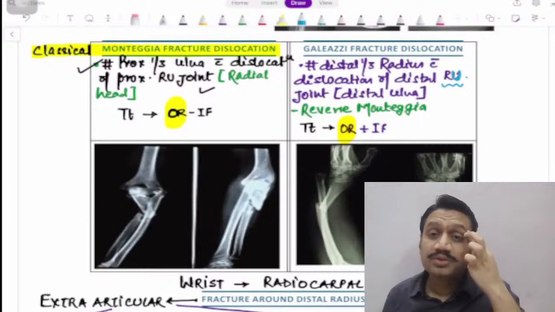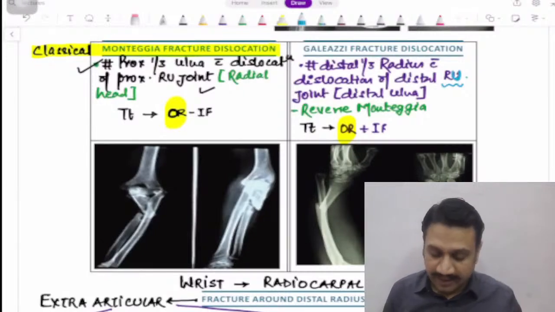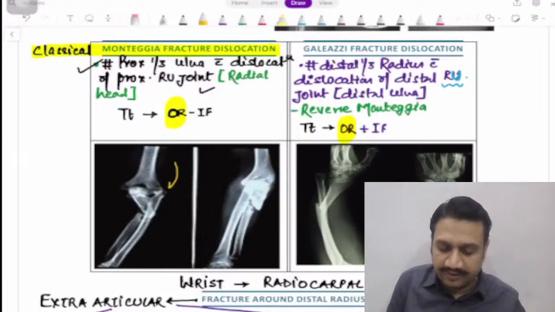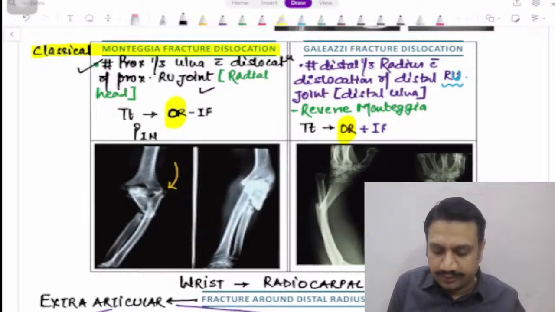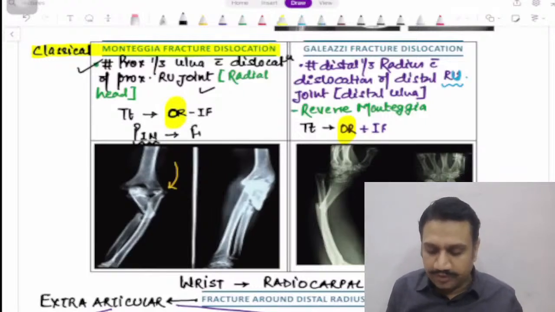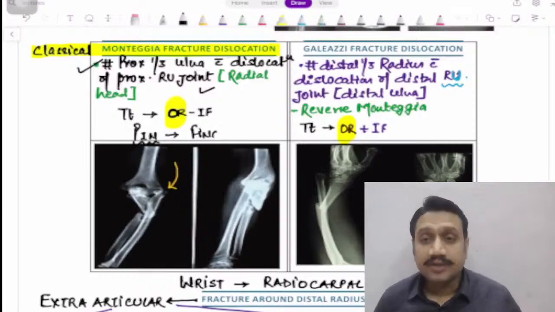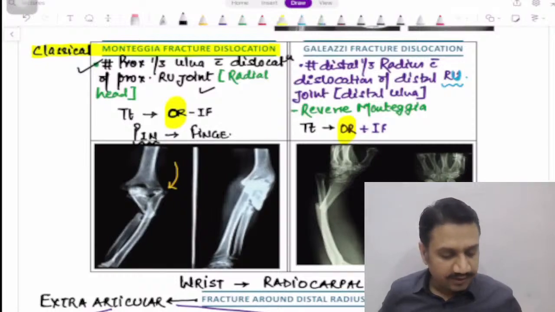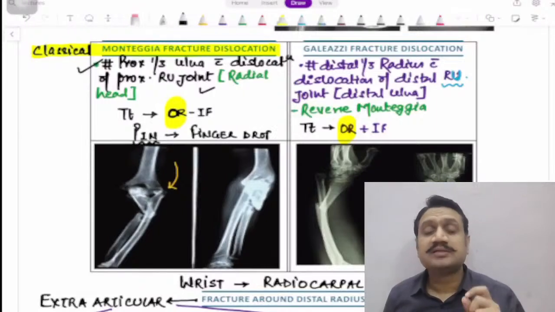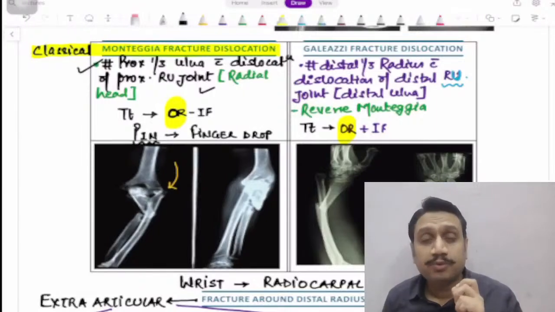Monteggia most commonly involves which nerve? As you can see, it is near to the head of the radius, so it most commonly involves the posterior interosseous nerve. And if PIN is involved, what is it going to lead to? It leads to the failure of extension of the fingers, which we simply call the finger drop. So Monteggia's finger drop, the nerve involved is the posterior interosseous nerve.